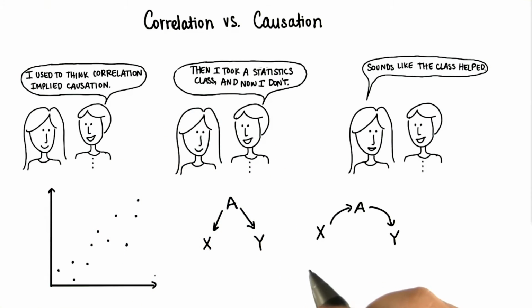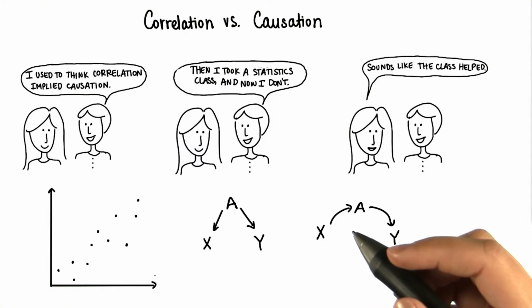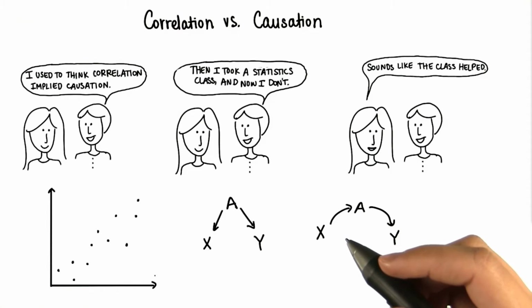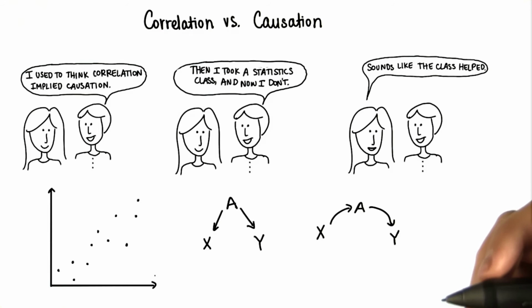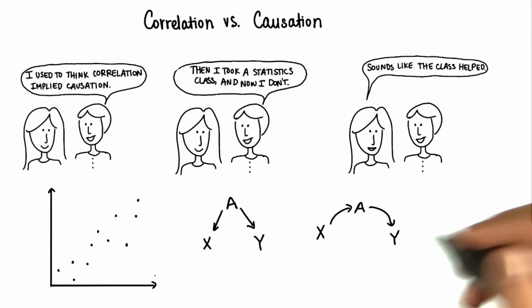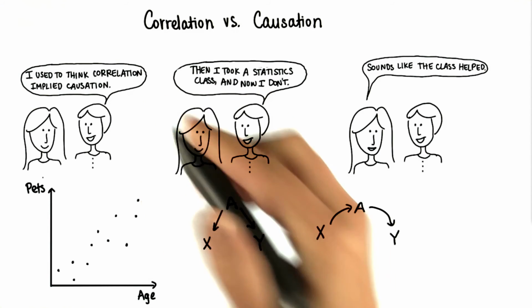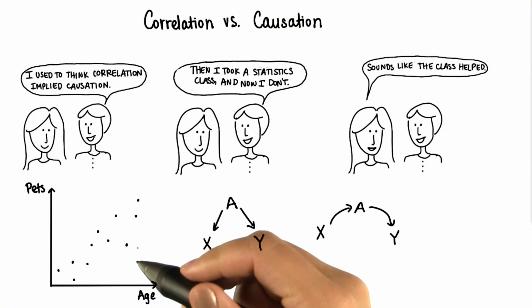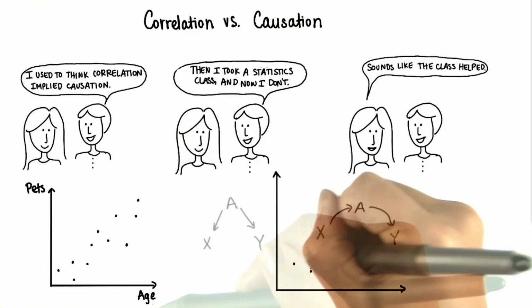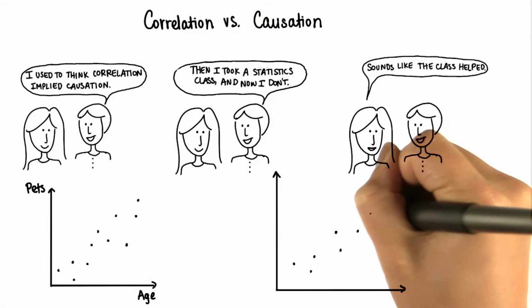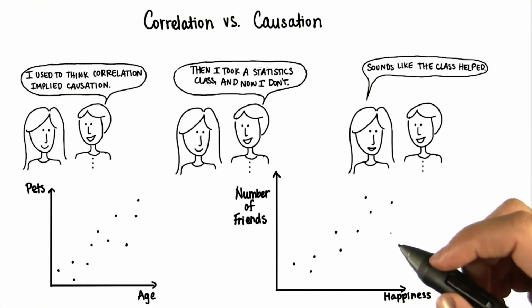In order to make causal statements, for one thing, the independent variable would have to occur before the dependent variable, and we have to be able to rule out any lurking variables. With age and pets, this one's kind of easy because we know that having more pets doesn't cause you to age. But others, like happiness and number of friends, are kind of ambiguous.